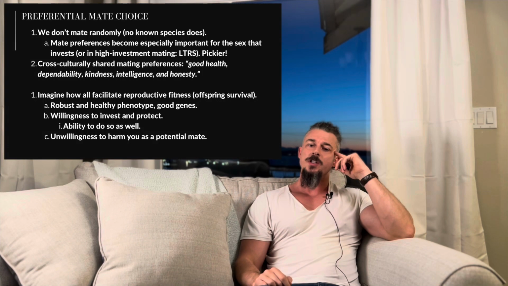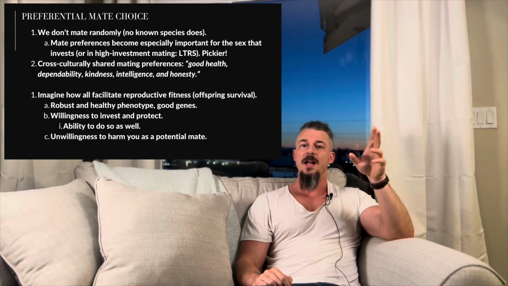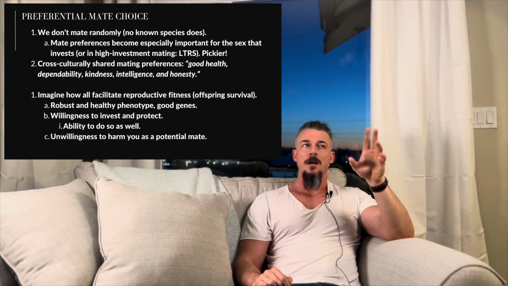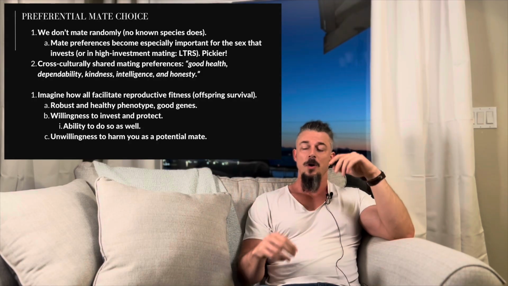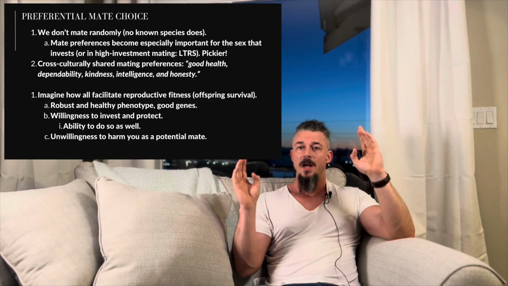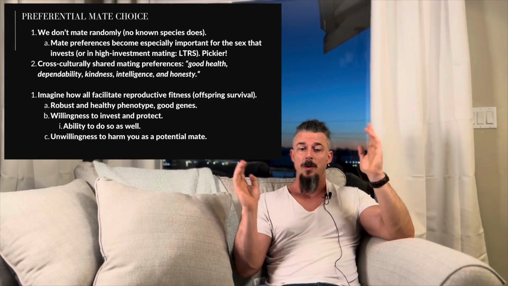Preferential mate choice. We talked about this a little bit. We don't mate randomly, okay? And according to this paper, there's no known species that does mate randomly. We don't just hook up with whoever. We choose mates, right? Through a number of mechanisms. We don't mate randomly, okay?